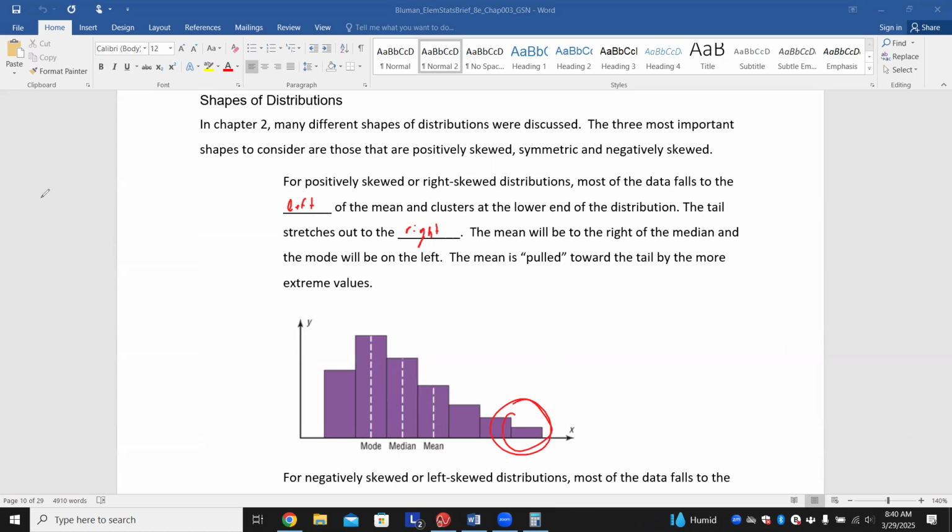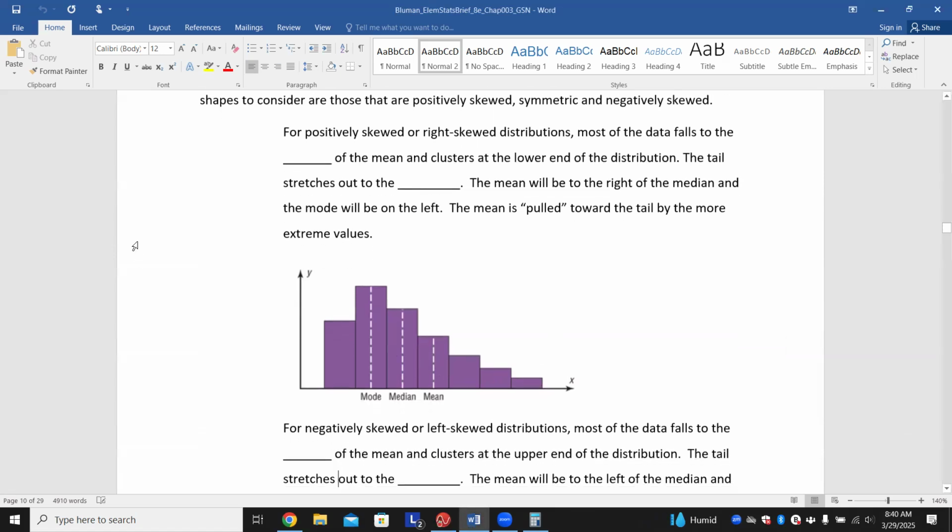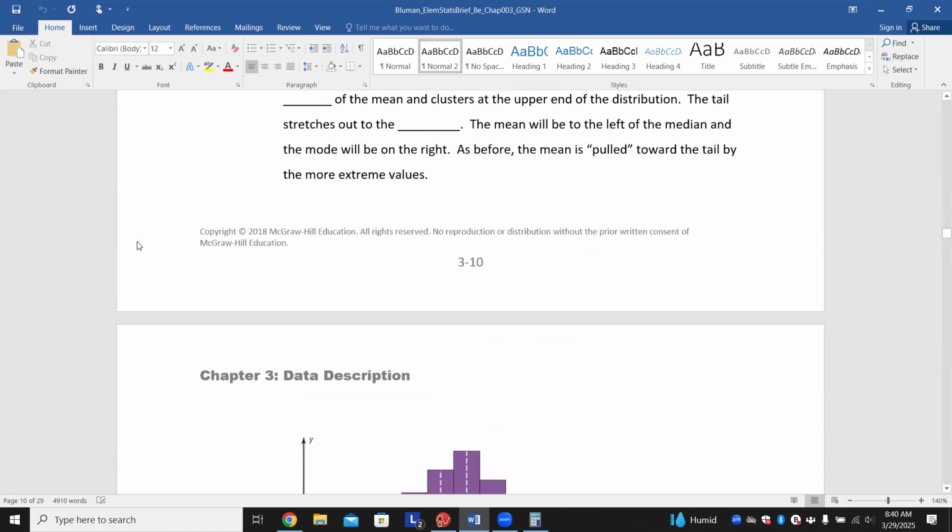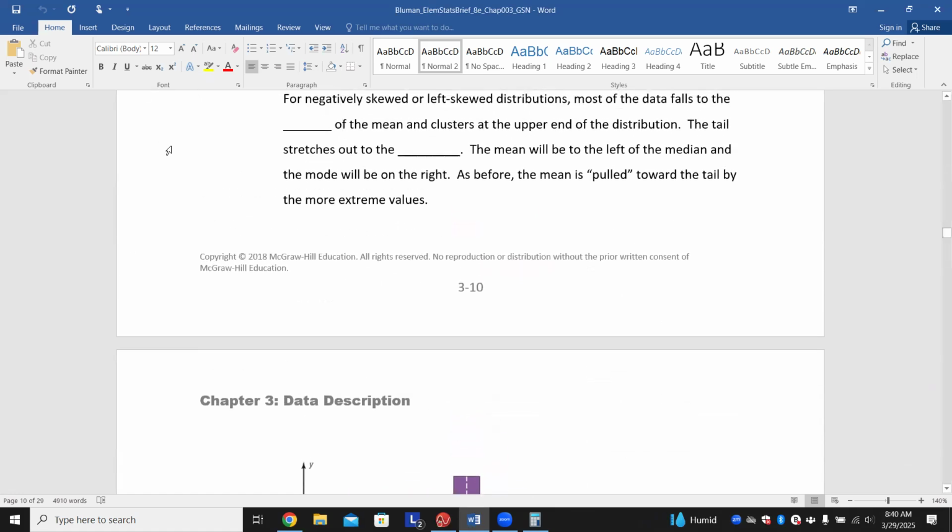So the next big one is the negatively skewed or left skewed distribution. Most of the data falls to the right of the mean and clusters at the upper end of the distribution. The tail stretches out to the left. The mean will be to the left of the median and the mode will be to the right. As before, the mean is pulled towards the tail by the most extreme values. So let me again show you that as well.